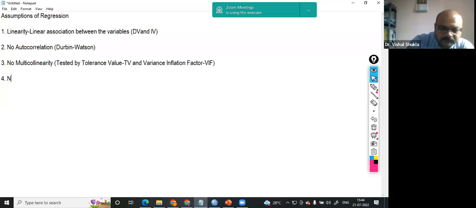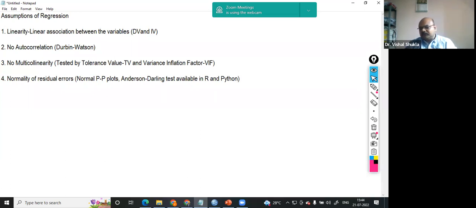Fourth one is here we check not the normality of the data but normality of residual errors, tested by normal PP probability plots or Anderson-Darling test, available in R and Python. So in SPSS we test by normal PP plots, probability plots.